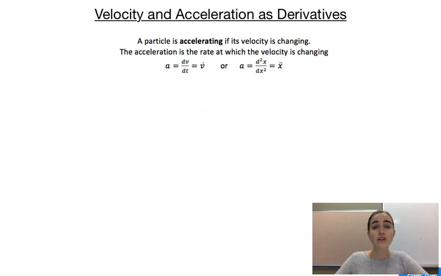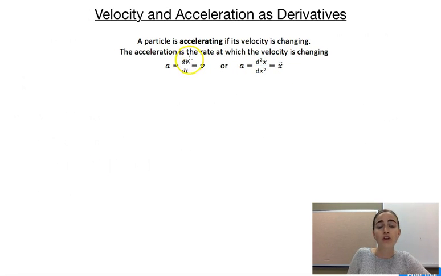The last thing we need to have a look at is acceleration. So a particle is accelerating if the velocity is changing. So the acceleration is the rate at which the velocity is changing. So that means if it's the rate that the velocity is changing over time, acceleration is going to be the derivative of the velocity with respect to time. So we could write it as dv/dt, or we could write it as v dot. But we could also write it as this.